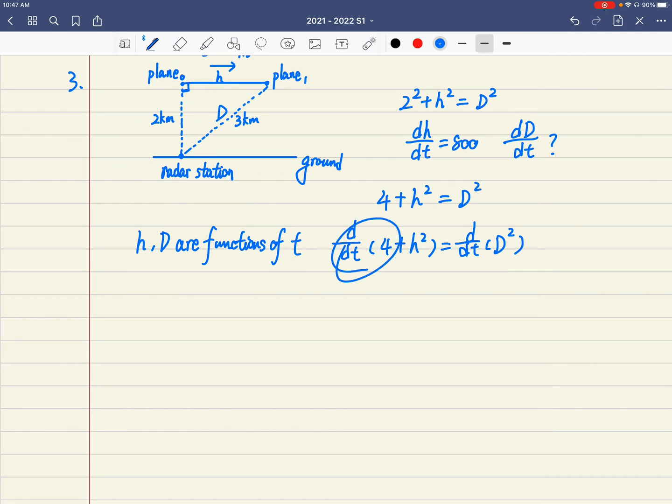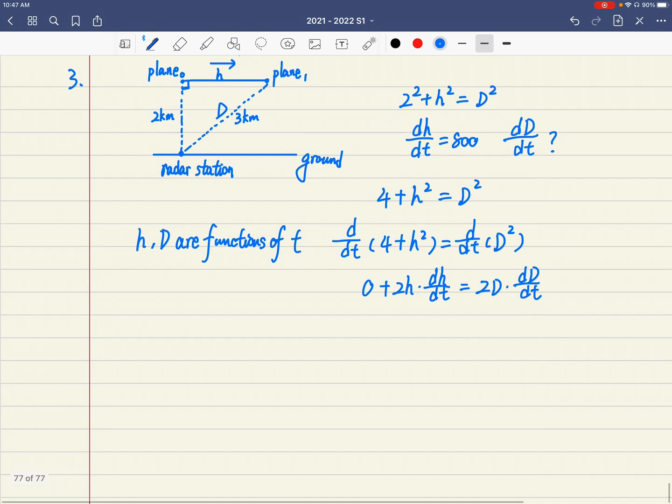First, let's differentiate a constant. Differentiate a constant, you get 0. And then you differentiate h squared. First part, you get 2h. And the second part, because h is a function of t, you get dh over dt. Then the right-hand side, d squared. First, you differentiate it, you get 2d. And then d is a function of t, so it is dd over dt.